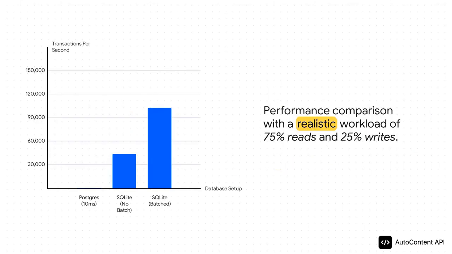With a lot of reading data, not just writing it. Let's say it's 75% reads. Even then, SQLite with its batching trick still crushes it, handling over 102,000 transactions per second. As you can see on the chart, the performance is just in a completely different universe.